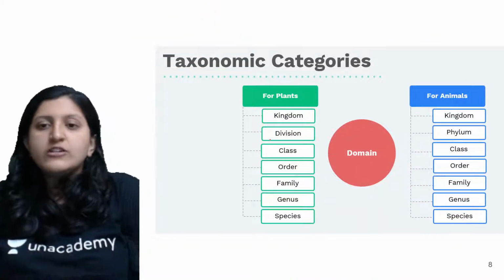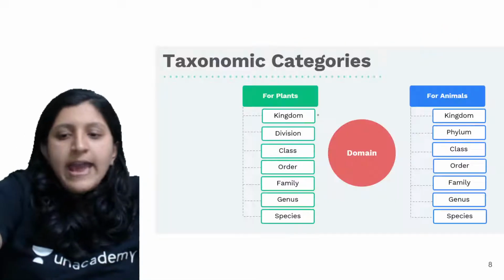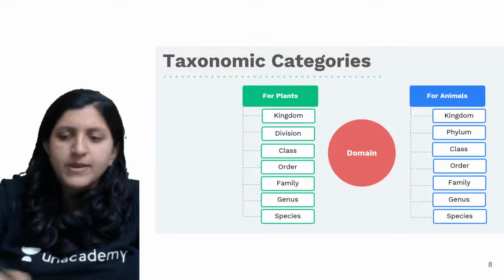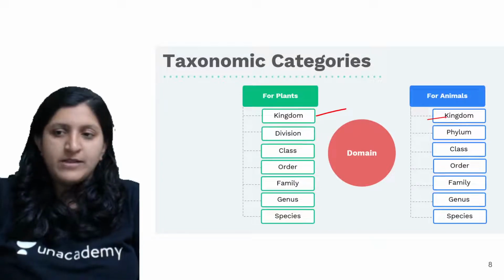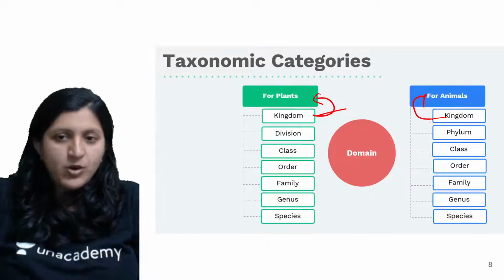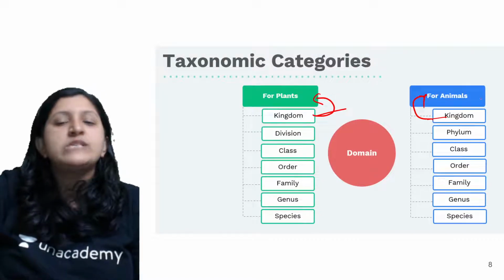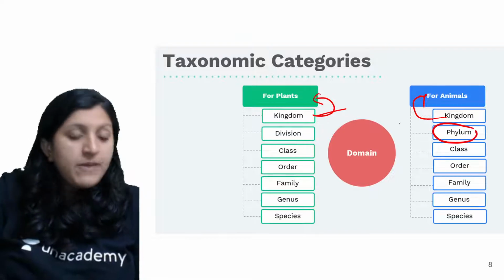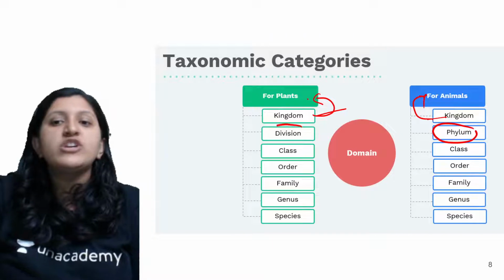All right, so now for plants, there is a kingdom. You can find the kingdom in case of plants and also animals. So we say plant kingdom, animal kingdom. Instead of the term phylum, which we use in case of Animalia, in case of plants, the term division is used.